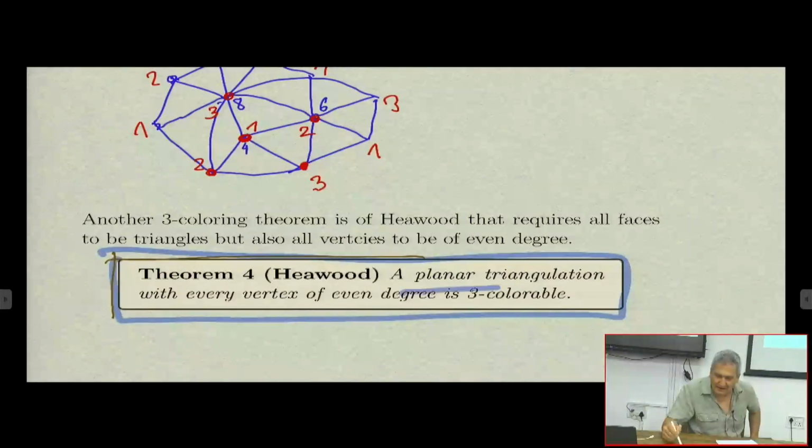So a planar triangulation with every vertex of even degree is 3-colorable. It's a kind of opposite of Grötzsch. Grötzsch requires no face of size 3 and says nothing about the degrees of the vertices. Here we allow a 3-face, but we require every vertex to be of even degree. And then it's always 3-colorable. This could be a very nice exercise. This is doable. Maybe you can solve it.